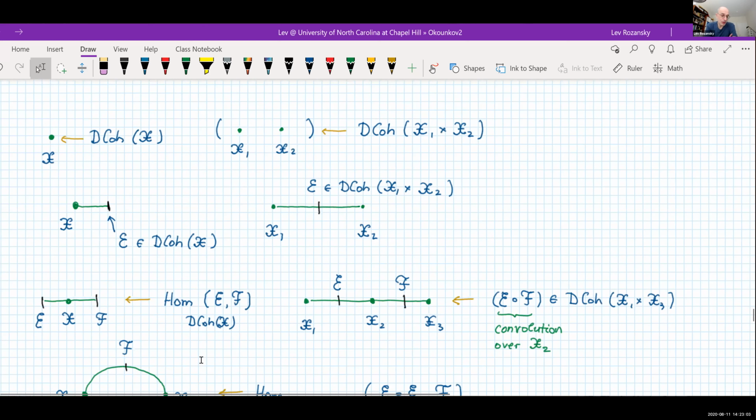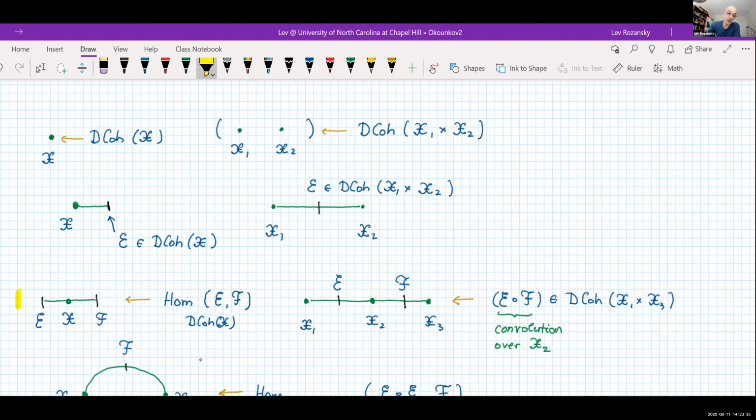If you glue two segments of the above type at point X, now I'm talking about this situation. If you glue them together, then again, by general rule, this segment with two black marks should correspond to the vector space Hom from E to F in the category of sheaves over X. At this point, you can ignore the green point X.